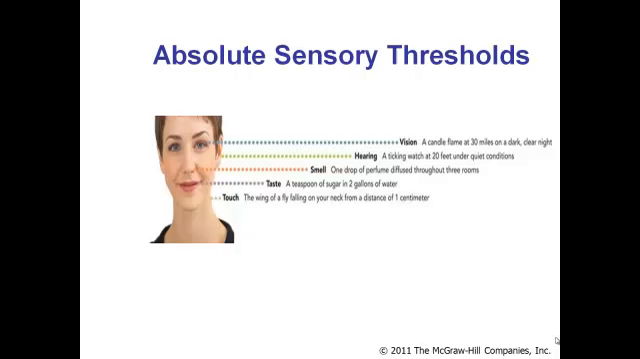Smell one drop of perfume diffused through a 3-room apartment. Yeah, you'll be able to smell it, but maybe only about half the time. A teaspoon of sugar in 2 gallons of water. You'll be able to taste the sweetness, maybe about half the time. Finally, the wing of a fly falling on your neck from a distance of 1 centimeter. There we have an absolute threshold for touch. And again, it varies for different people. And that also is reflected in signal detection theory, that your thresholds vary.